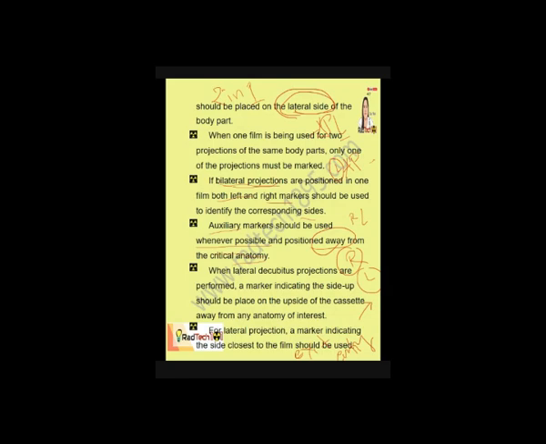When lateral decubitus projections are performed, a marker indicating the side up should be placed on the upper part of the cassette, but again, always remember, away from the anatomy or area of interest. So, tandaan lang, kapag naglalagay tayo ng marker, iwasan na ipatong yung marker dun mismo sa area of interest. Medyo ilayo natin siya para hindi masapawan, hindi matabunan yung ating area of interest.